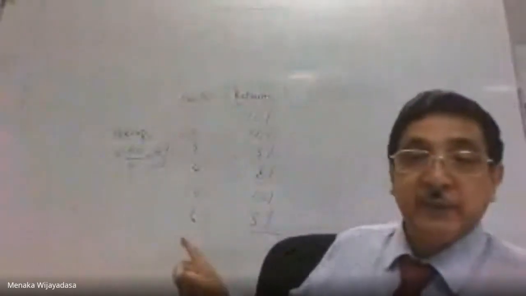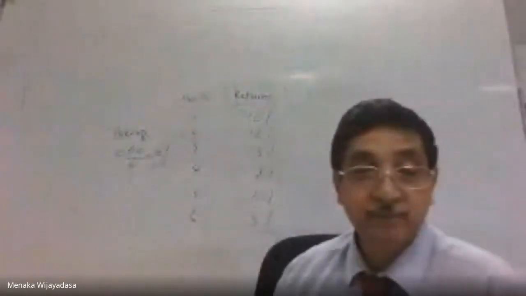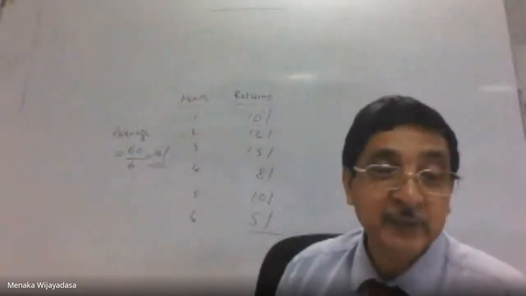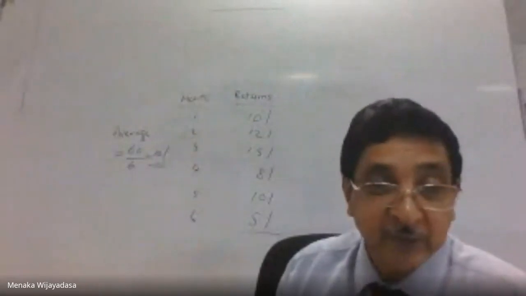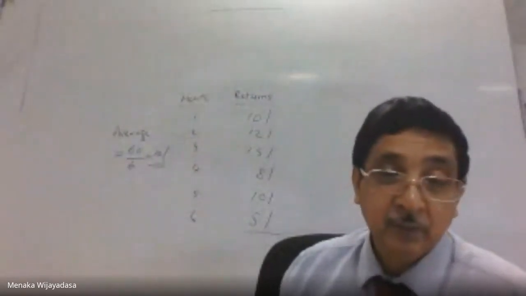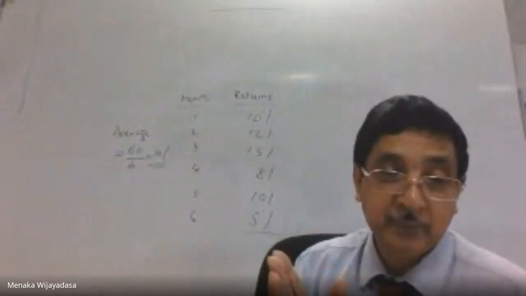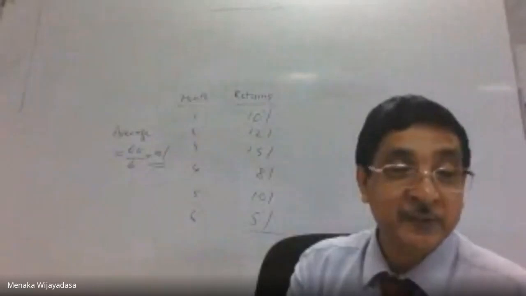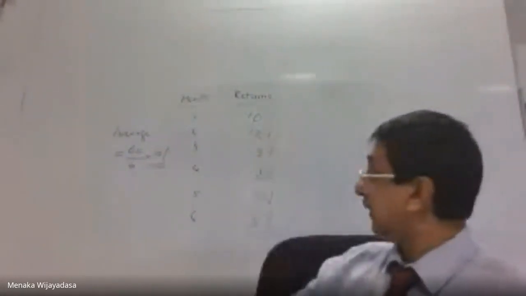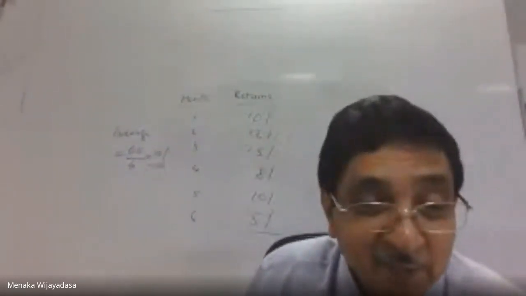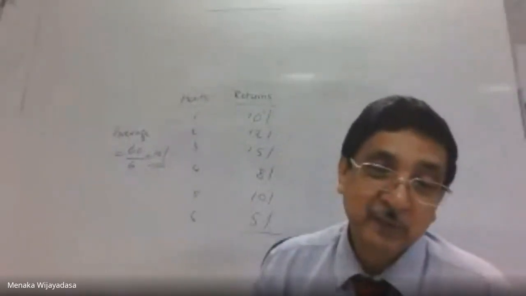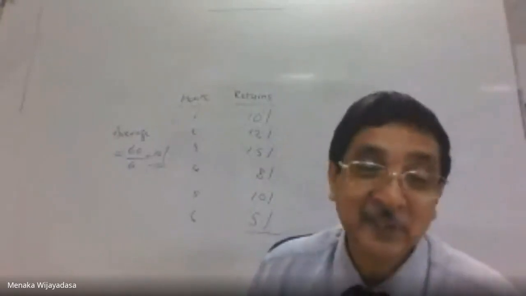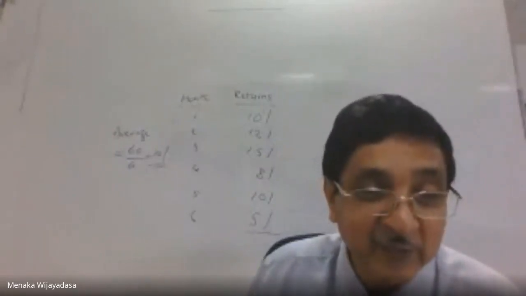Now you can just look at the return figures and see how those return figures are deviating from the mean value. Just look at the first month's return. That is 10%. What is the average? 10%. Can you see any deviation? It is the same. Then there is no deviation. The deviation is 0.